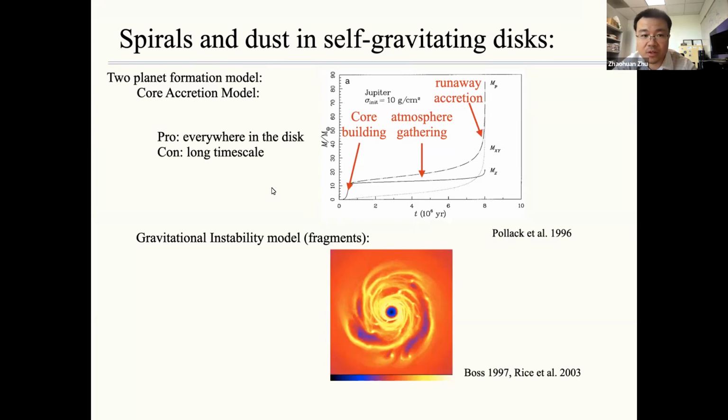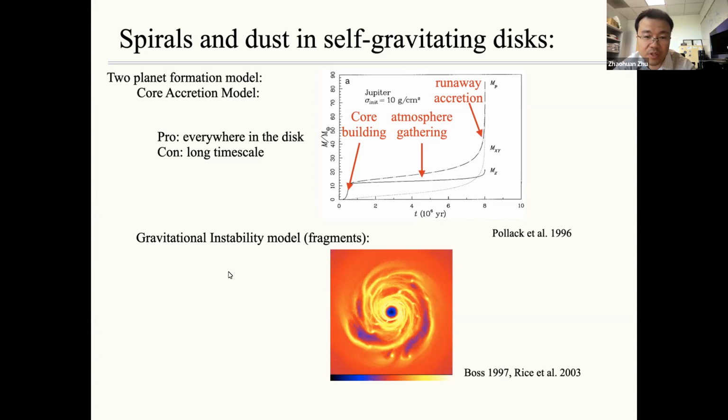But the problem in this traditional core accretion model is that it will take a long time for the core to gather atmosphere and run away. This is more than 1 million years. At the same time, we have seen a lot of protoplanetary disks with substructures at a very young age. So how could planets form at a very early stage?